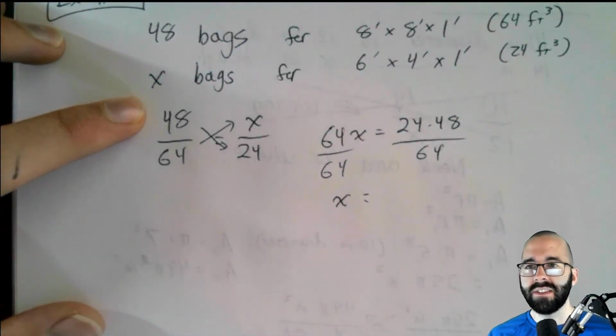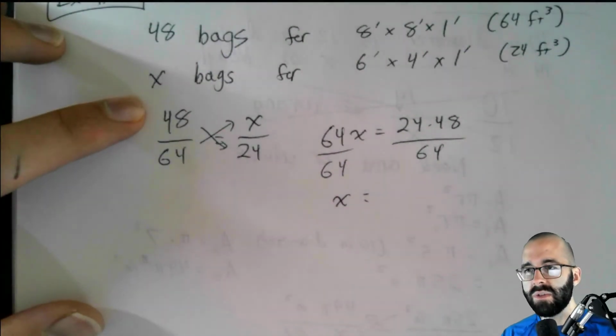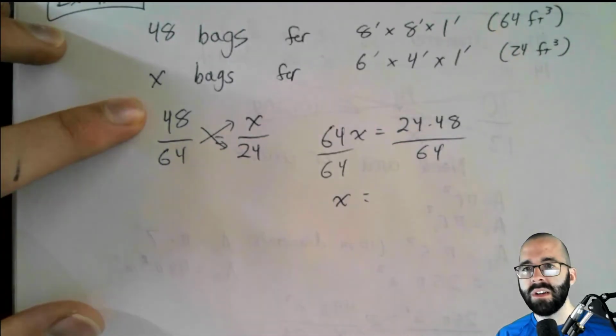I don't know this. We got 24 times, oh, that's the division sign. Nice try, Jason.